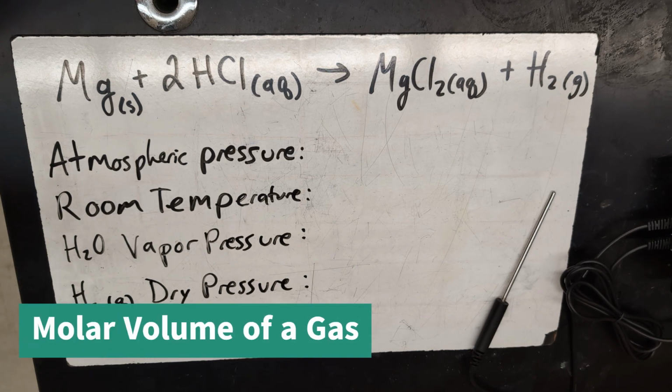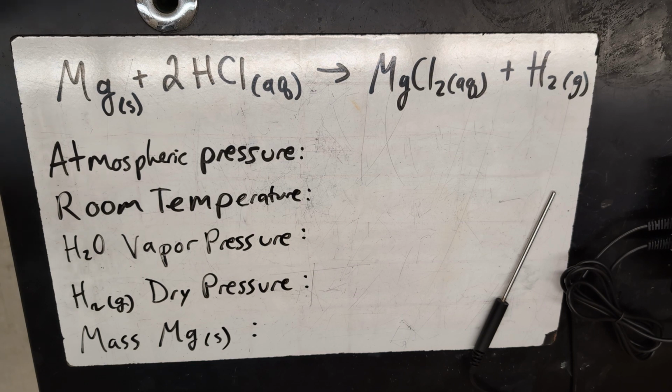Hello, today we're going to do a molar volume of a gas lab using this reaction up here at the top. Solid magnesium is going to react with hydrochloric acid to form magnesium chloride and hydrogen gas. The first thing I want to do is gather some kind of reference information.